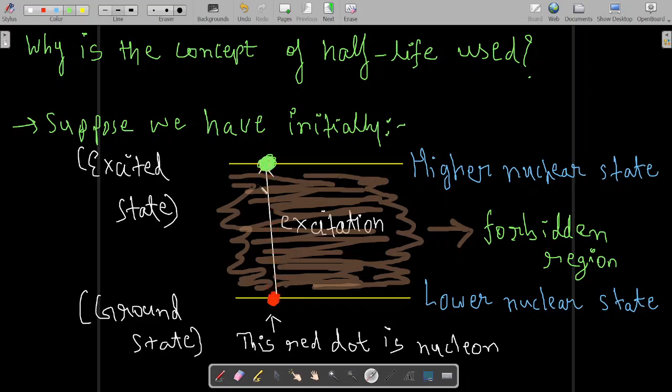It will not jump. It cannot jump from here to here directly. If this red dot had been a ball instead of a nucleon, that ball could not go directly from here to here. It would pass through this area and then reach here. A macroscopic ball does not follow quantum mechanics in practice, because it follows Newtonian mechanics.